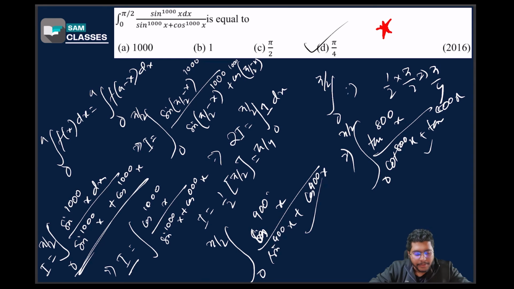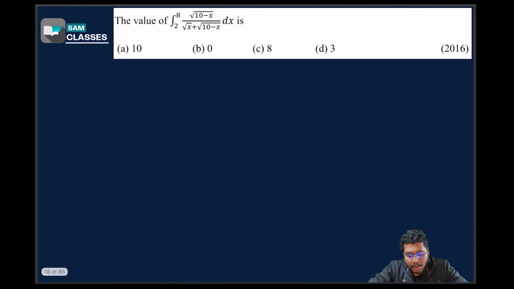Now coming to the next question, let's see. Again, very similar to the previous one. You just need to know one formula. Here I'll be giving you one important shortcut. Write it down, very important.